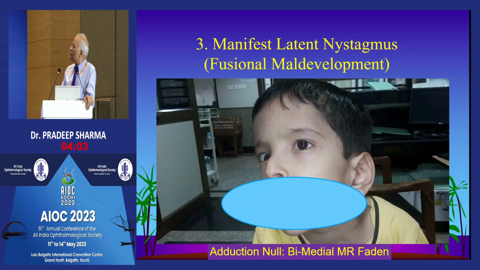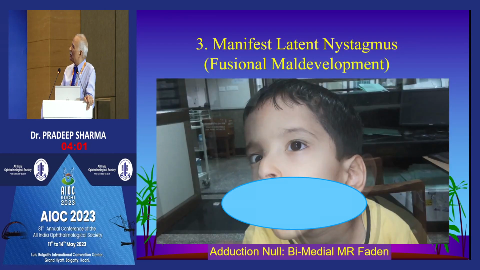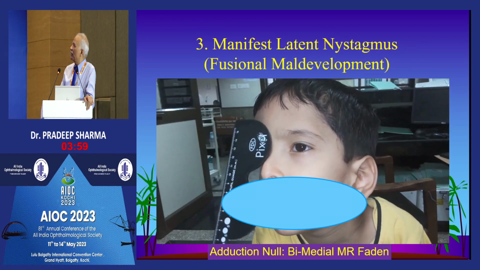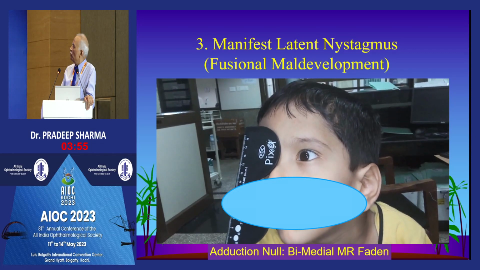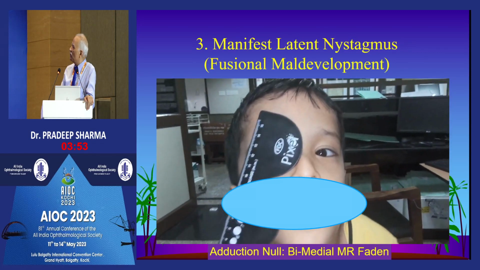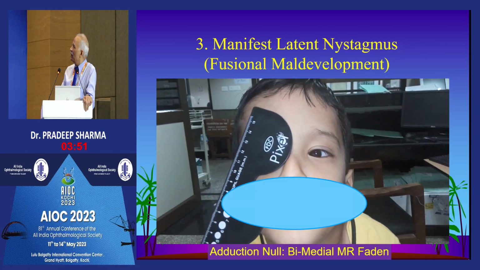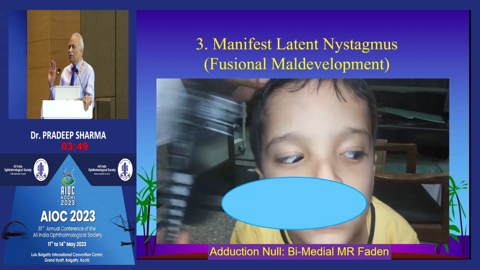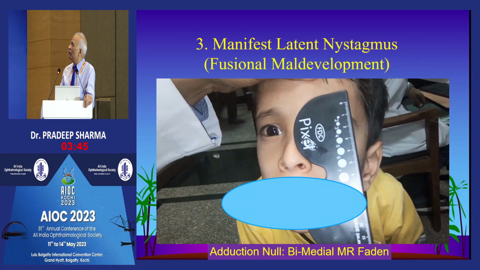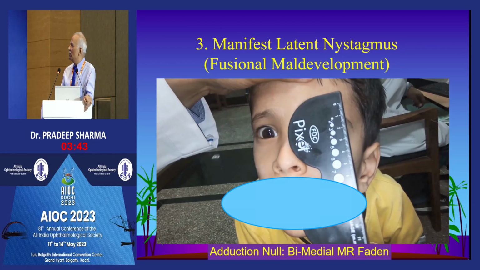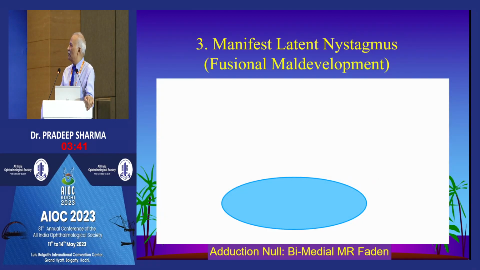Now see this another child who has again a similar right-sided fixation turn, and when I cover the right eye, initially the nystagmus worsens, and then it again assumes the left adduction position. Now this is important to clinically differentiate, because these cases are manifest latent nystagmus, and usually the surgery in these cases is bimedial Faden.